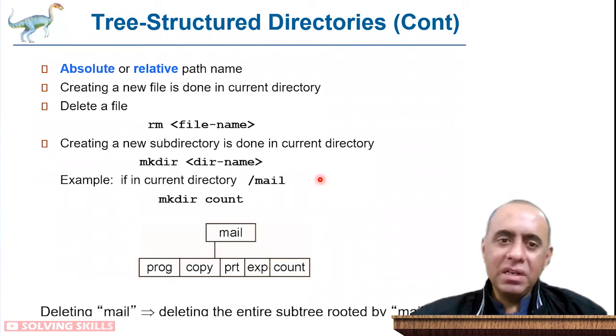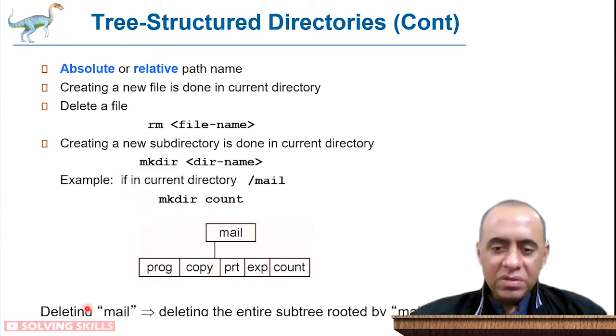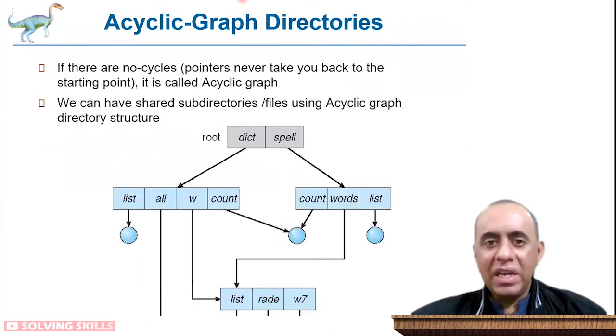And these are different commands you use to modify the directories inside Linux, like rm to delete a file, mkdir to create a directory, and so on. You already know cd, which is change directory, to navigate to different subdirectories in order to access files. And then there are acyclic graph directories, where you sometimes have cycles.